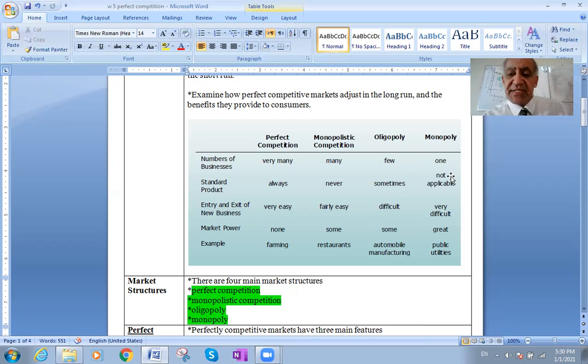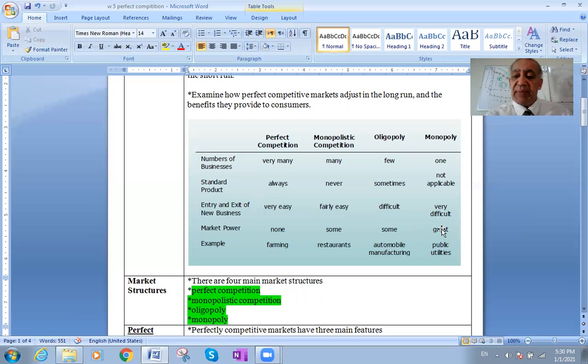Standardization is not applicable, because there is no one else. So how could it be standardized? You don't have anybody else competing with you. You are alone. How about the entry and exit of the markets? It's very, very difficult, of course, to get into the market or to get out of the market. As for market power, of course, you are the only one, so you have very big market power.